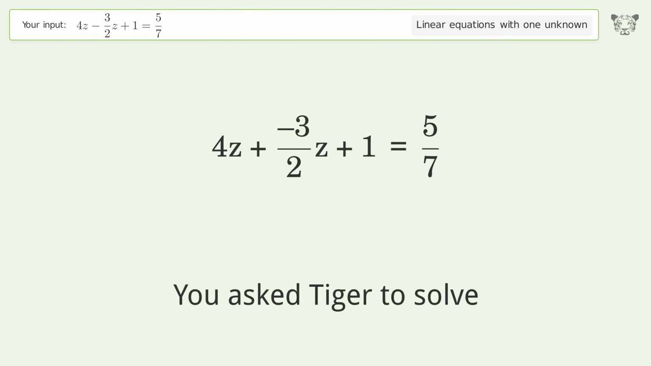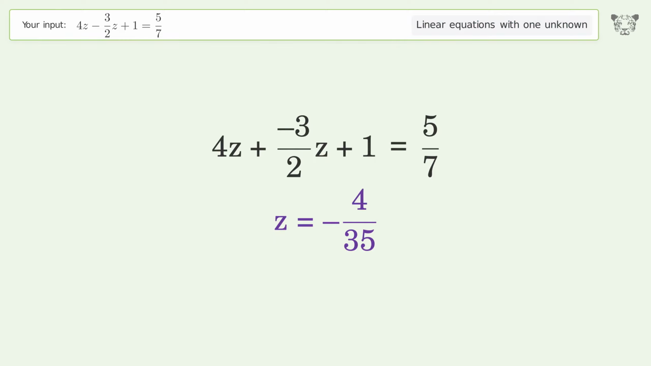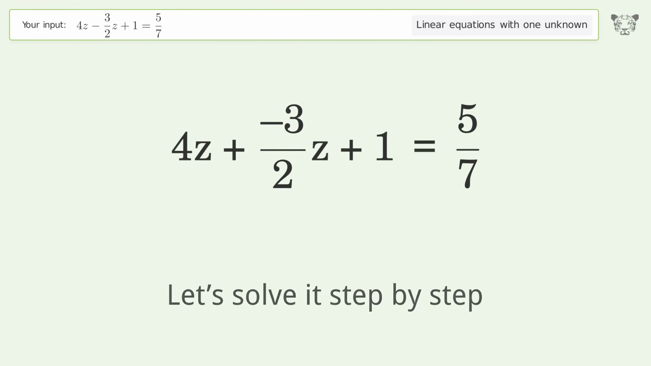You ask Tiger to solve this. This deals with linear equations with one unknown. The final result is z equals -4/35. Let's solve it step by step.